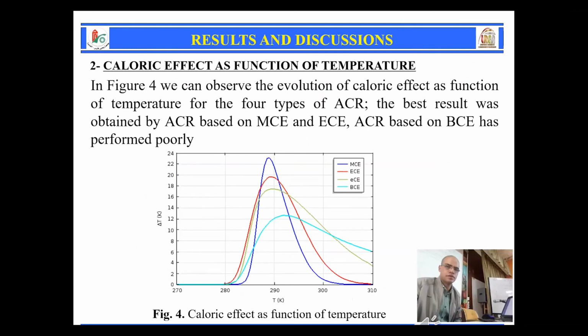Caloric effect as function of temperature. In figure 4, we can observe the evolution of caloric effect as function of temperature for the four types of ICR: magnetocaloric, electrocaloric, elastocaloric, and barocaloric materials. The best result was obtained by ICR based on magnetocaloric effect and electrocaloric materials.